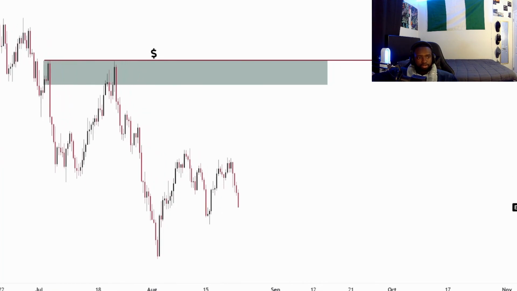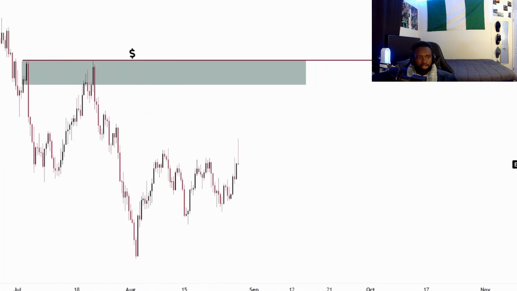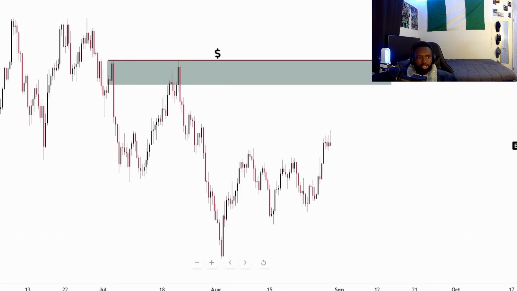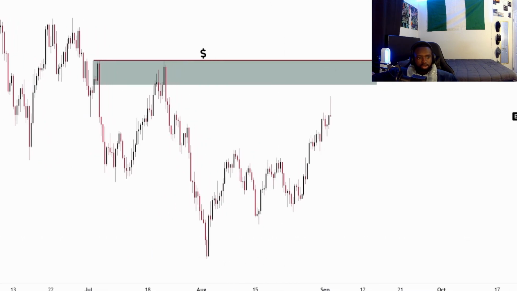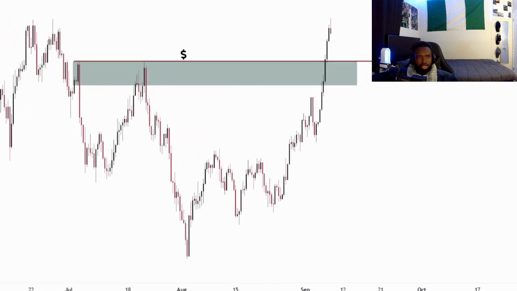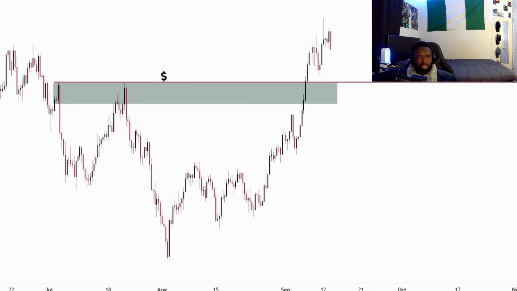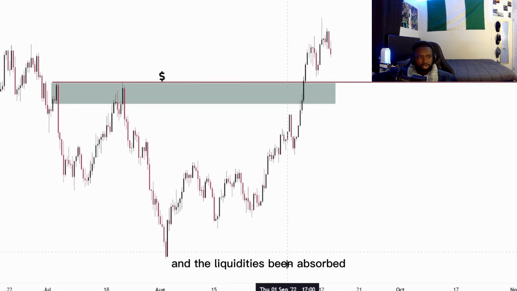Okay, so if that's a failed swing low, yep. It didn't go low, then it's transitioned to uptrend, and then ran through that liquidity. And the liquidity's been absorbed.